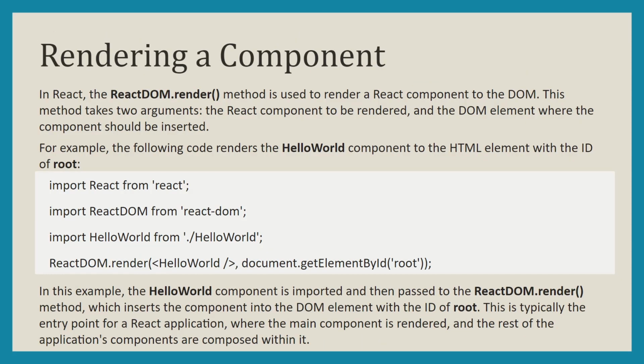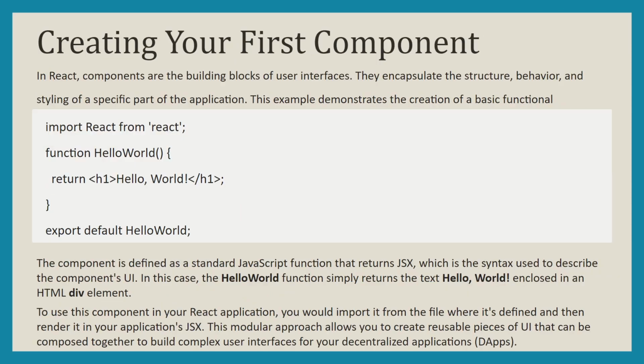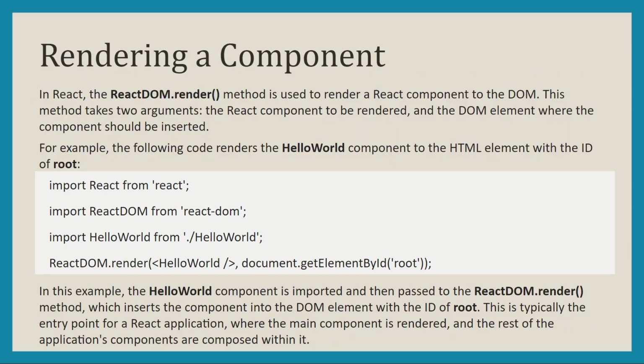So we'll talk about rendering a component. In React, the ReactDOM.render method is used to render a React component to the DOM. This method takes two arguments: the React component to be rendered and the DOM element where the component should be inserted. I told you what DOM is already, right? DOM stands for Document Object Model.